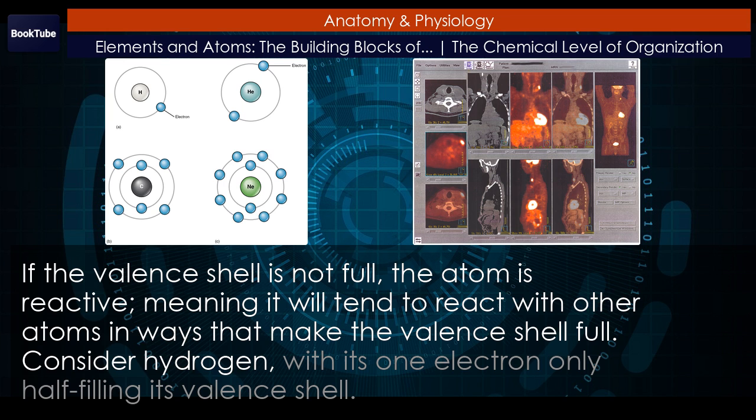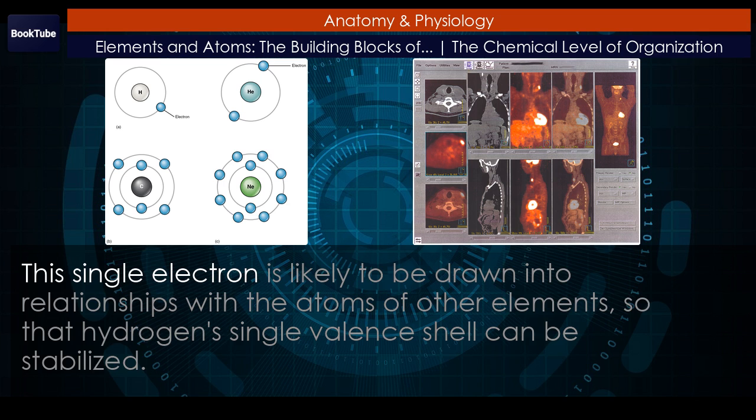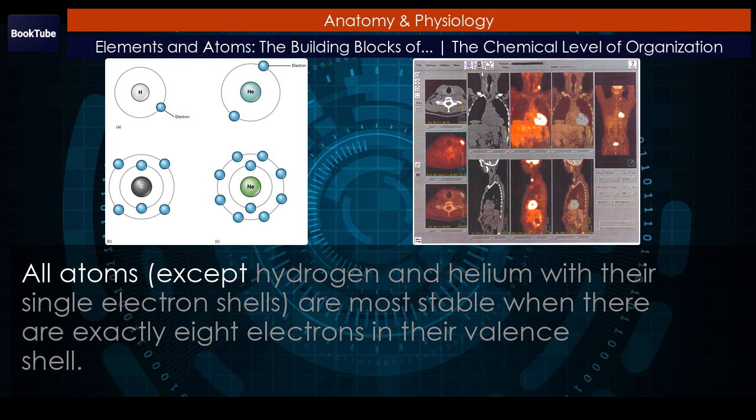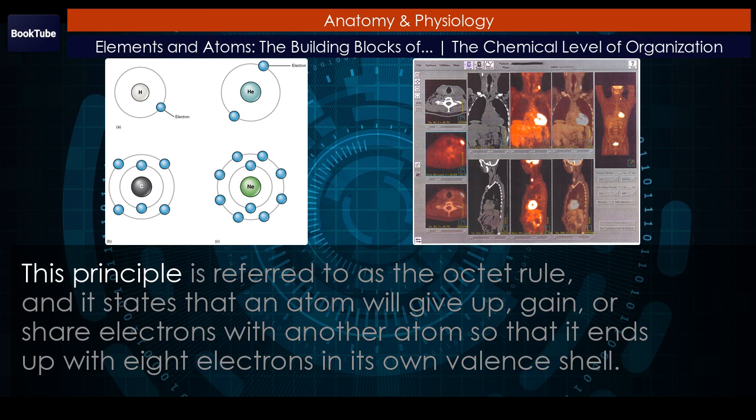Consider hydrogen, with its 1 electron only half filling its valence shell. This single electron is likely to be drawn into relationships with the atoms of other elements, so that hydrogen's single valence shell can be stabilized. All atoms, except hydrogen and helium with their single electron shells, are most stable when there are exactly 8 electrons in their valence shell. This principle is referred to as the octet rule, and it states that an atom will give up, gain, or share electrons with another atom so that it ends up with 8 electrons in its own valence shell.